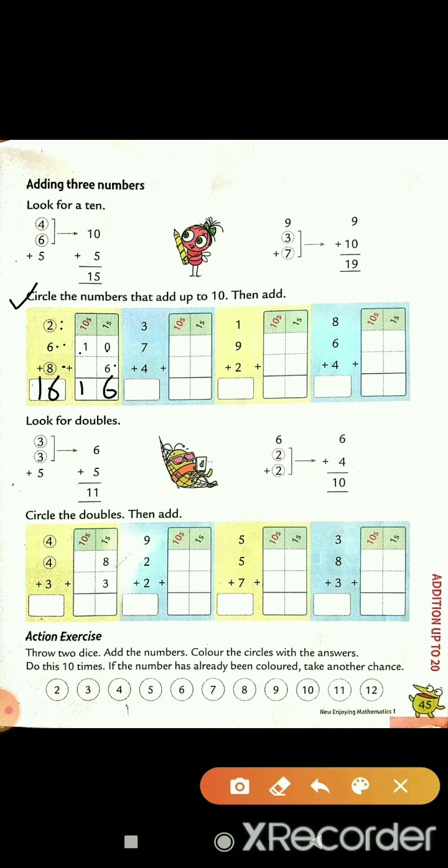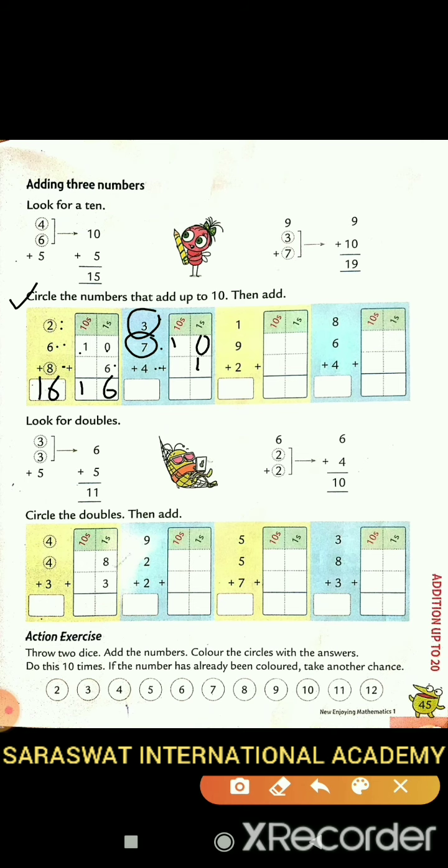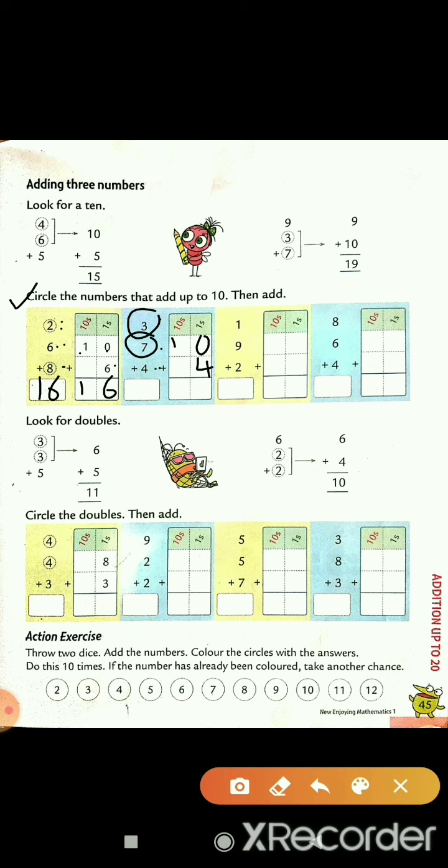Got it, students? Next, 3, 7 and 4. Students, look for a 10 first. 3 and 7 makes 10. Yes, so you need to circle 3 and 7. 3 plus 7 is equal to 10. So we are going to write here 10. What is remaining? 4. So you will write here 4. Now 10 and 4. 10 plus 4 is equal to 14. So write here also 14.